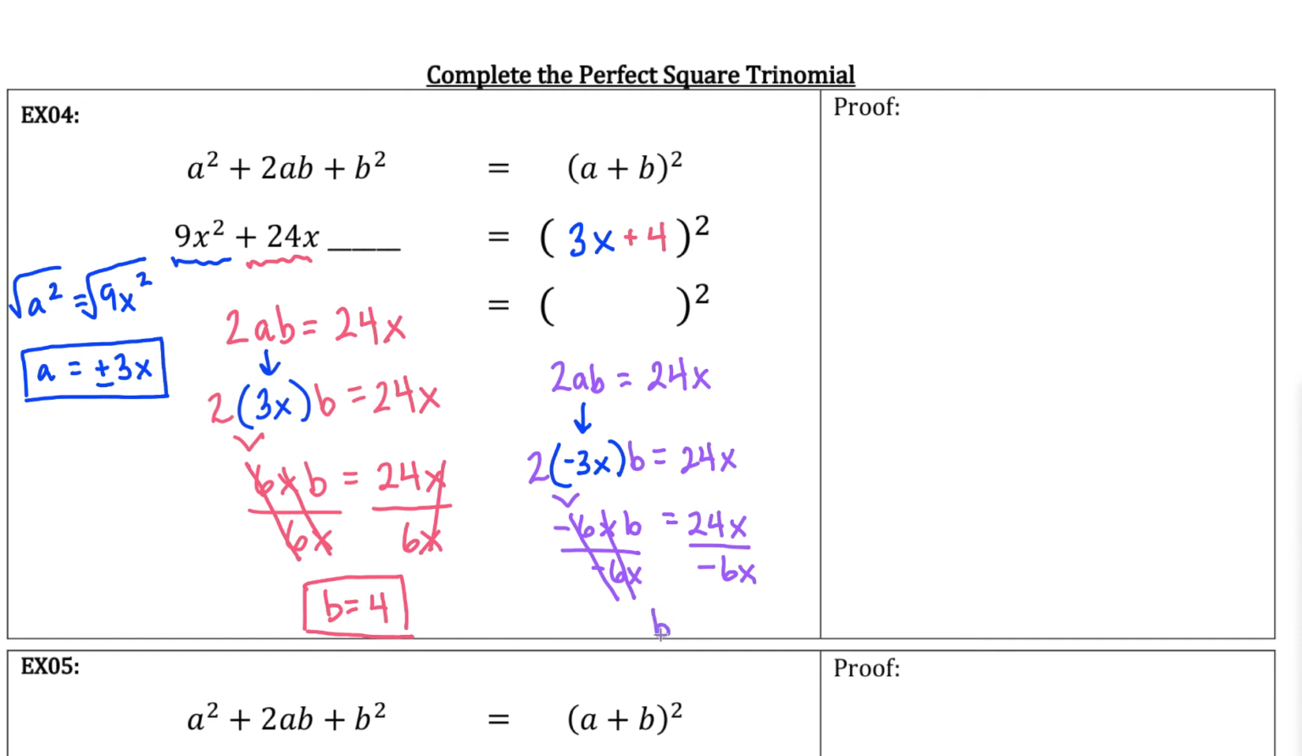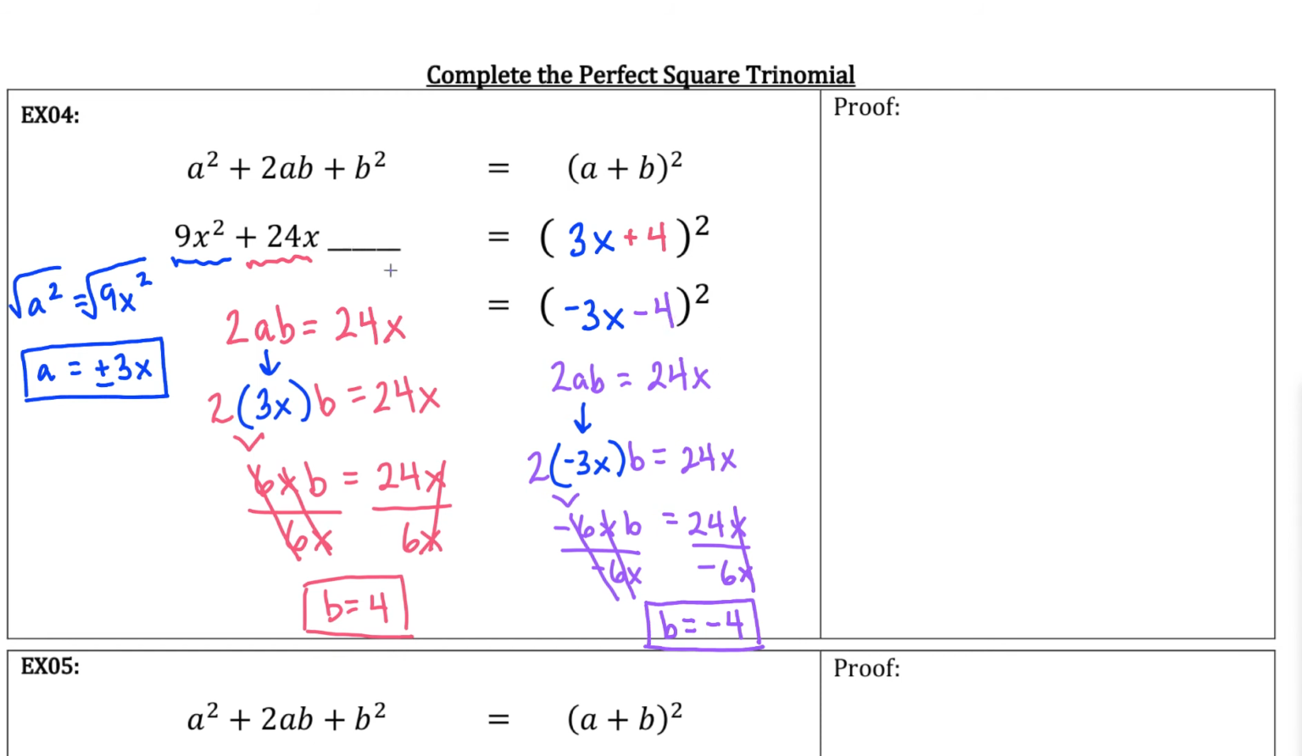So I get b equals, a positive divided by negative is a negative. 24 divided by 6 is 4. I need to make that look more like a 6. I think that's better. So positive divided by negative is negative. 24 divided by 6 is 4. X divided by x is 1. So if a was negative 3x, then b is negative 4, so minus 4.